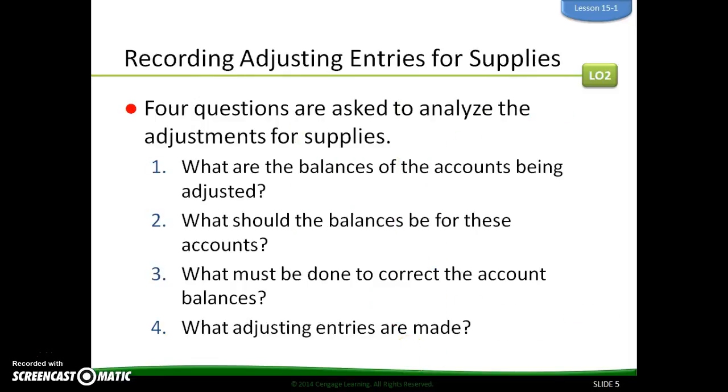All right, so four questions that we ask to analyze adjustments for supplies. What are the balances for the accounts being adjusted? What should the balances be for those accounts? What must we do to go ahead and correct the account balances? And then what adjusting entries are going to be made?